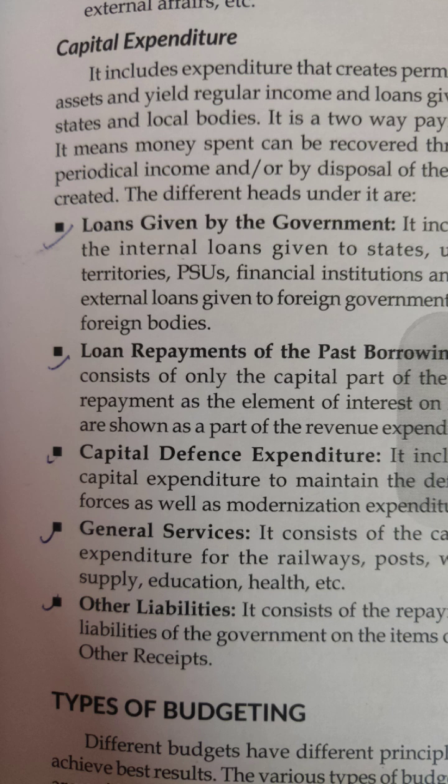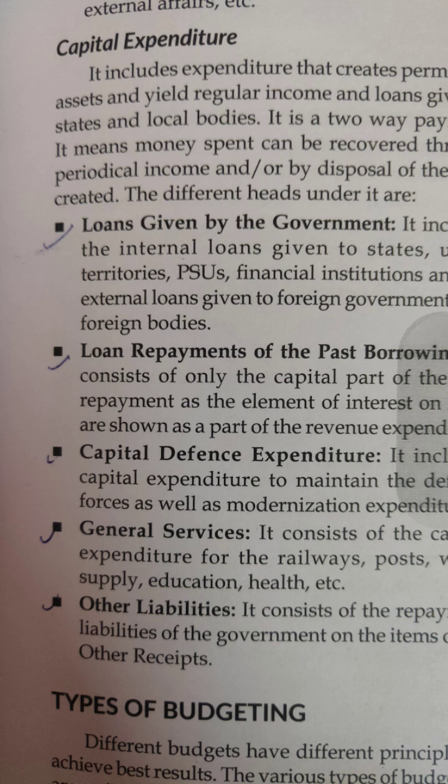Different types of capital expenditure. 1. Loans given by the government. This is when the government lends money to other people or organisations. This can be internal loans, money given to states, public companies, PSUs, or banks within the country. External loans, money given to other countries or foreign organisations. Example, the government might give a loan to a state government to help it build roads or pay for health programmes.